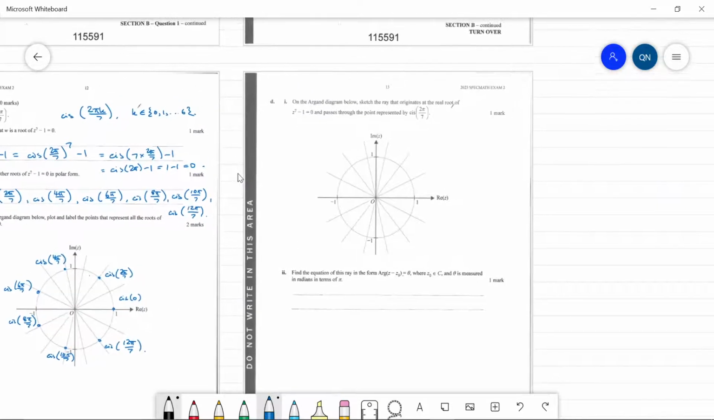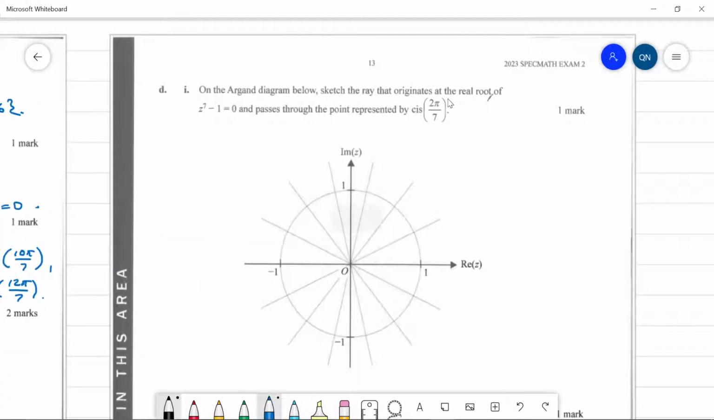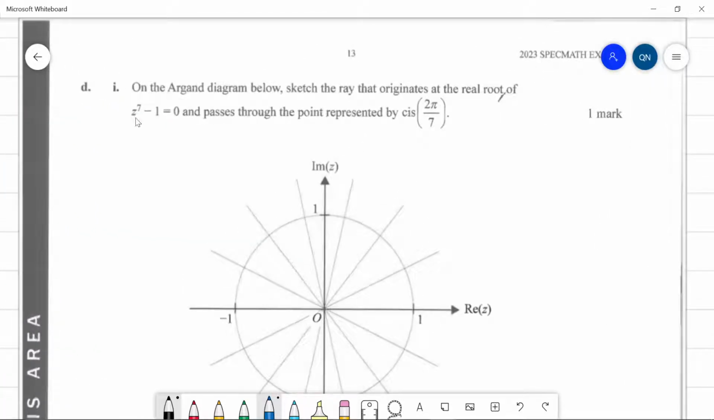Part D. On the Argand diagram below, sketch the ray that originates at the real root of z^7 minus 1, so that's just going to be 1 here, and passes through the point represented by 2π/7, which is over here. So we have a ray that goes up like this, somewhat.